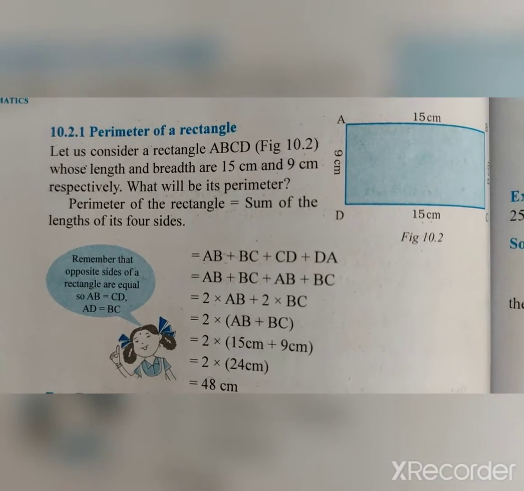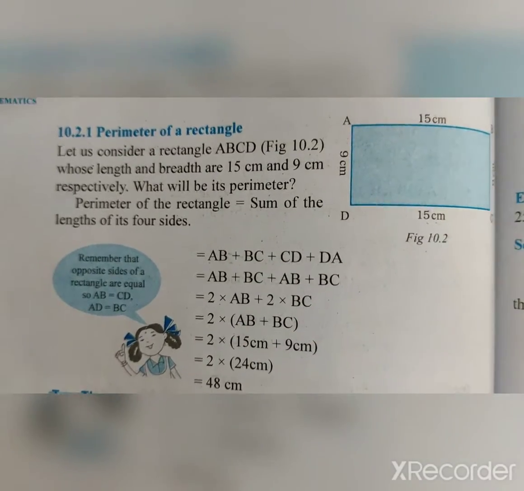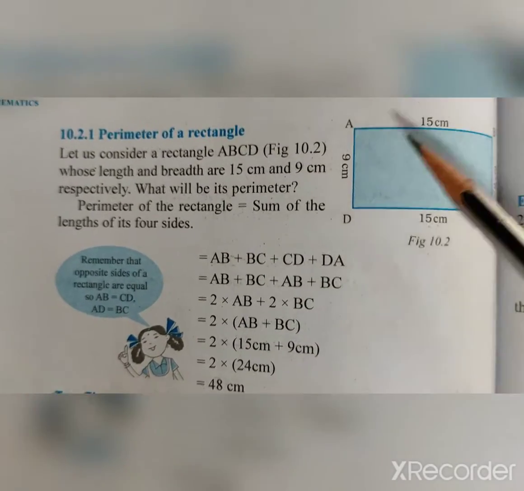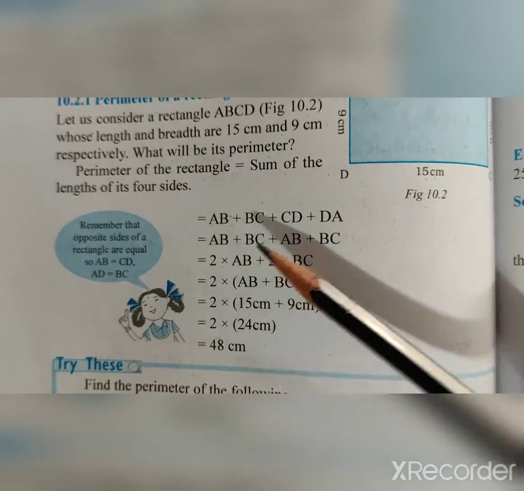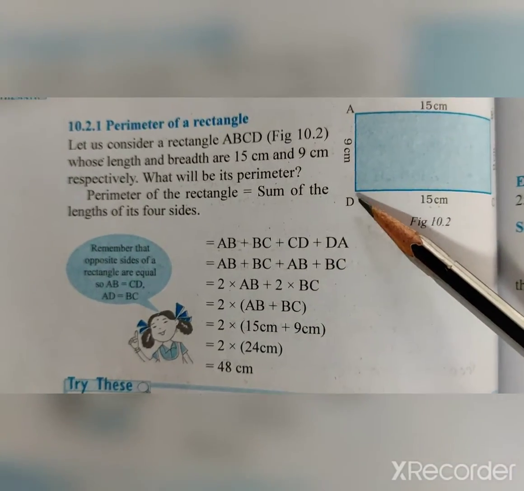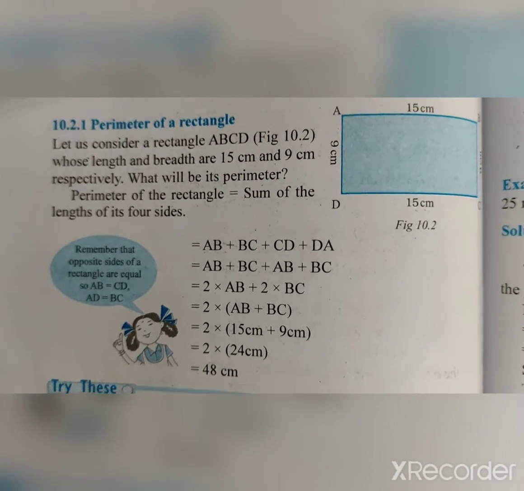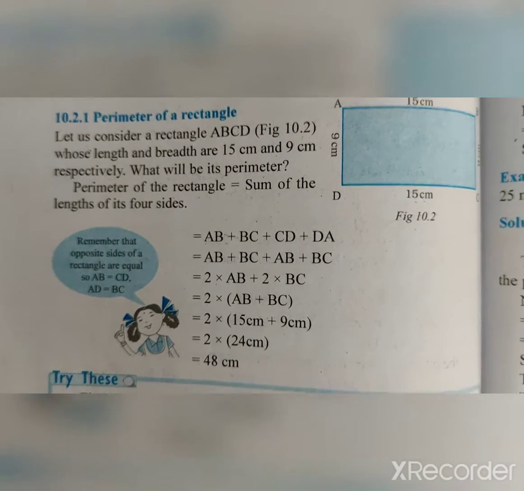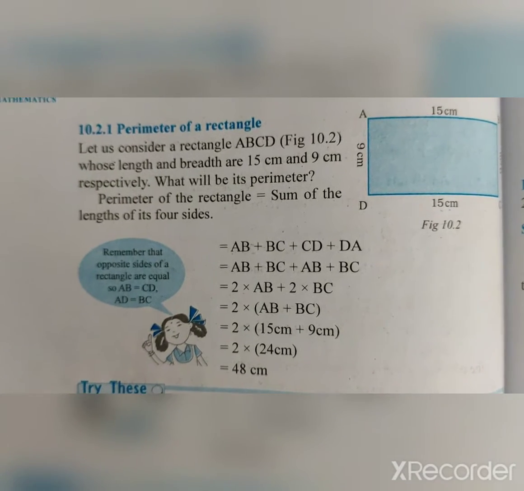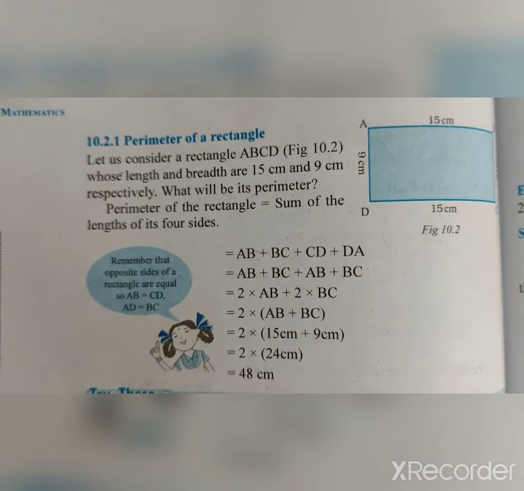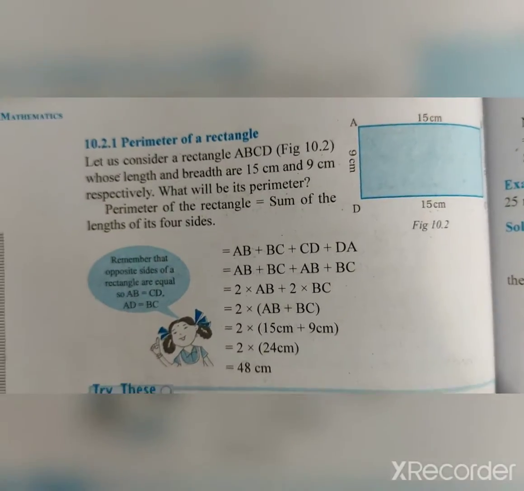So we will get 15 plus 9 plus 15 plus 9. That means 2 times we are adding length and 2 times we are adding breadth. 2 times length and 2 times breadth. So for the formula, we can take 2 common: 2 times, in brackets, length plus breadth. That means first we will add length and breadth and multiply by 2. So that is the formula of the perimeter of a rectangle. It is the main formula.